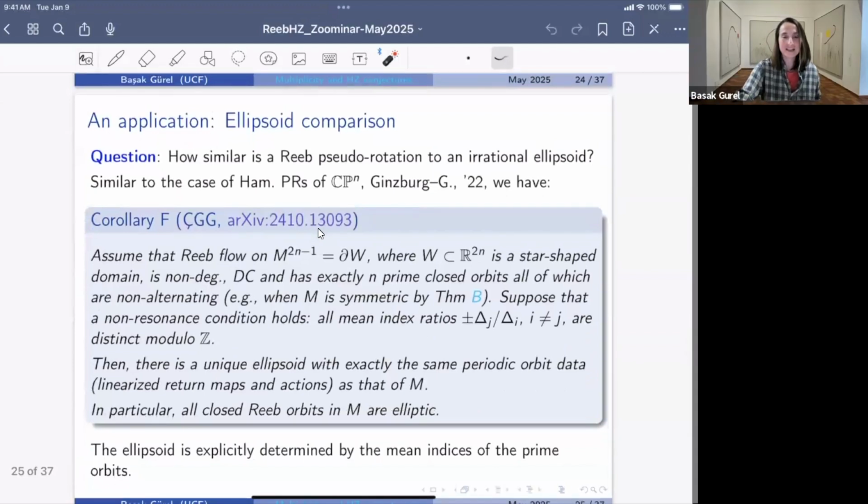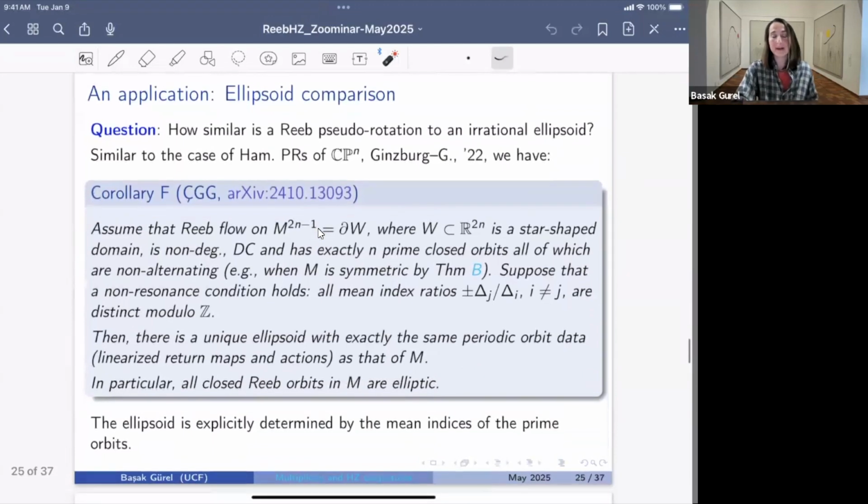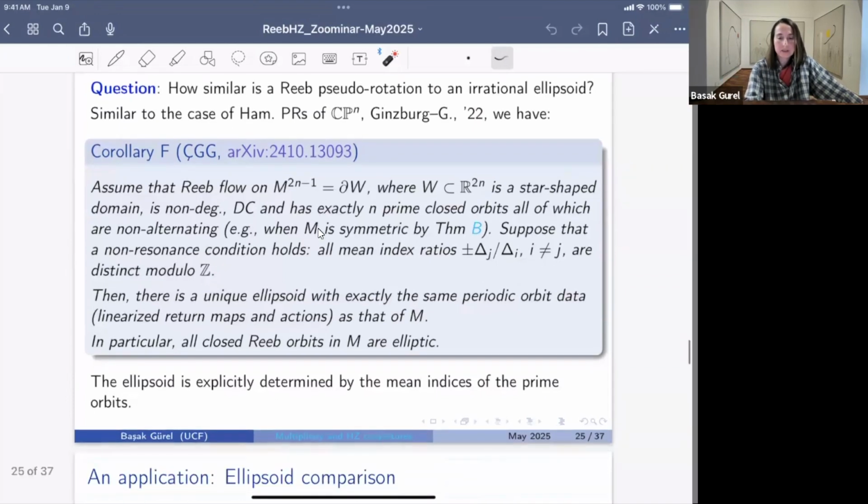Okay, so let me quickly pass through this slide. I already mentioned the ellipsoid comparison. Maybe I want to say a bit more about the proof strategy. One can ask how similar exactly a Reeb pseudo-rotation is to an irrational ellipsoid. And here's basically a corollary which uses the entire package, theorems A through E that I listed above.